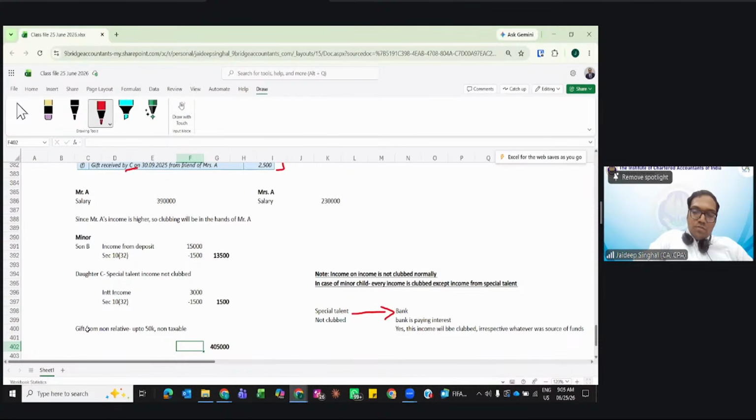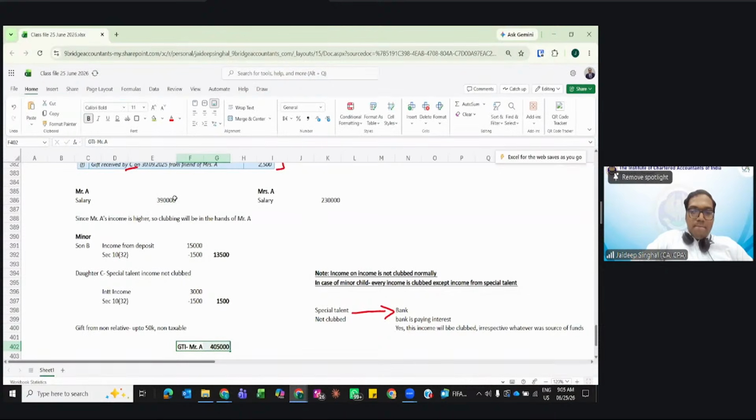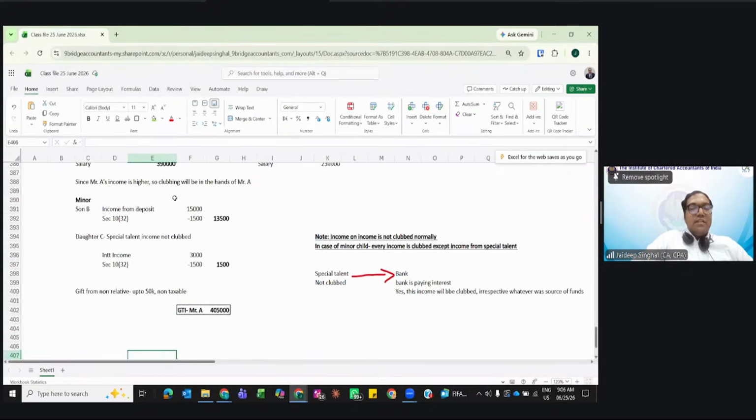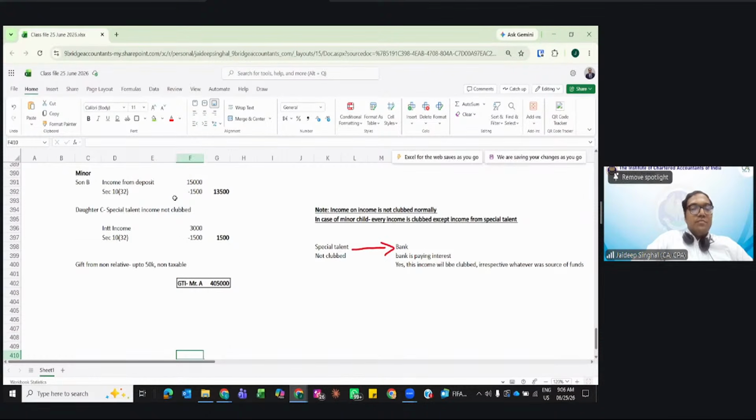The GTI, gross total income, of Mr. A. Is that clear, everyone? I hope it's clear. This example is clear. If this would have been the new scheme, then 10(32) is not available. Rest everything is the same. Everyone, are you with me? Yes or no?